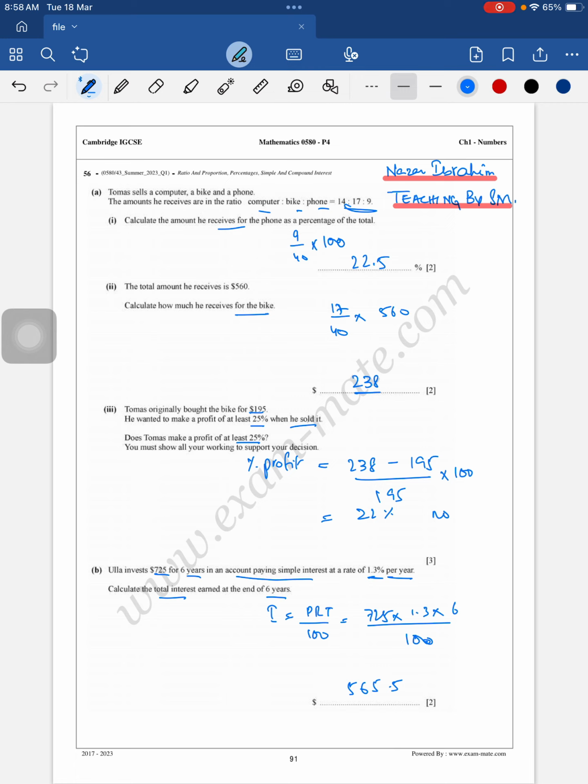$725 multiplied by 1.3 multiplied by 6, 56.55. Sorry, that is 56.55. I was thinking how can interest be so much, right? As it is 1.3%. Okay.